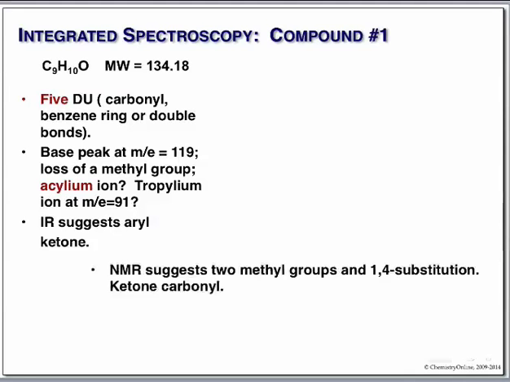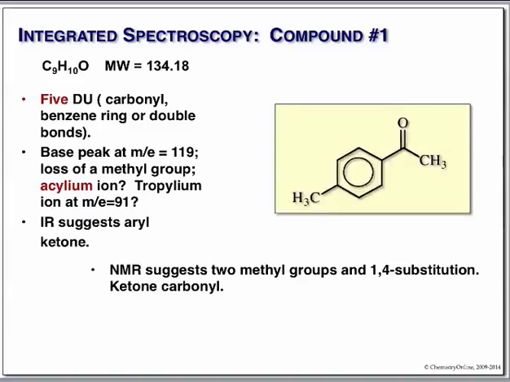How are we going to put this together? Well, we have our benzene ring. We know our 2 methyl groups are different. They're not next to anything with hydrogen, so they're singlets, and we have a ketone carbonyl. I think there's only one way you can arrange it, and that's to make this compound. 2 methyl groups are singlets, 1,4-disubstitution, ketone carbonyl.